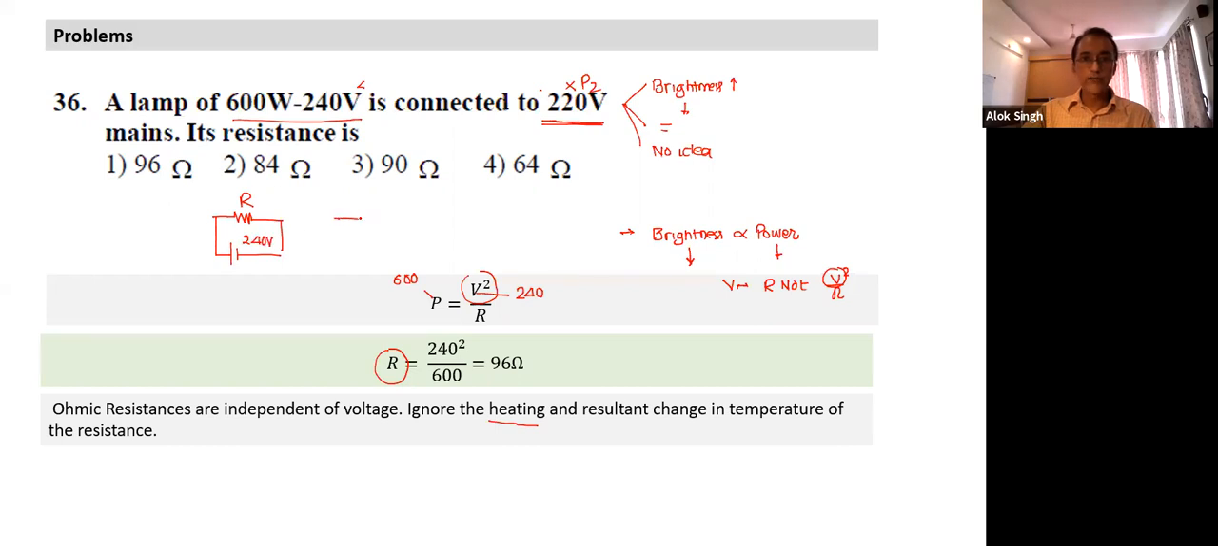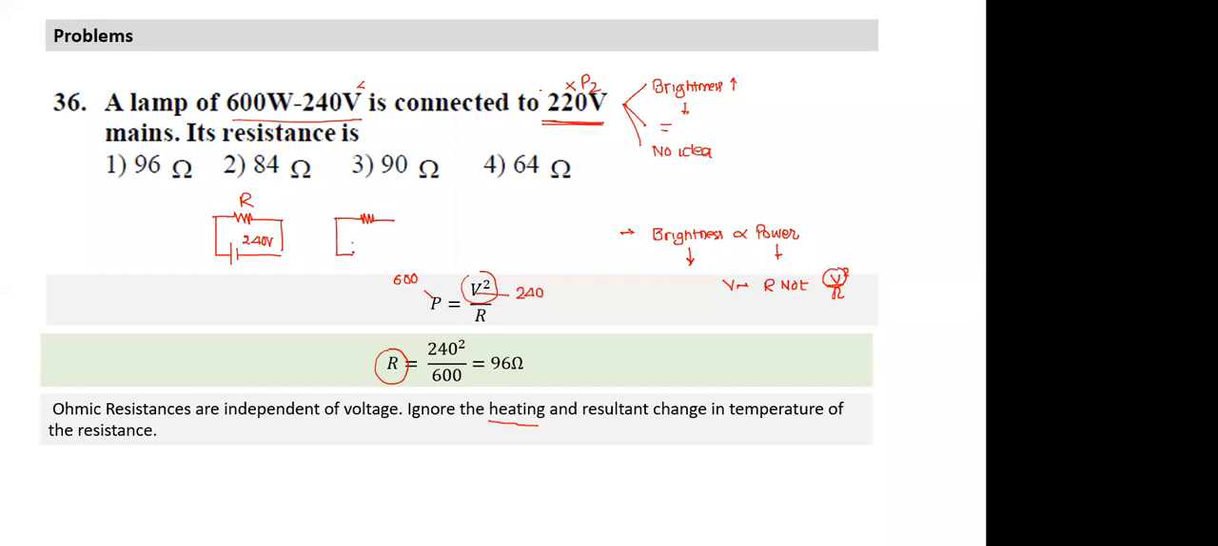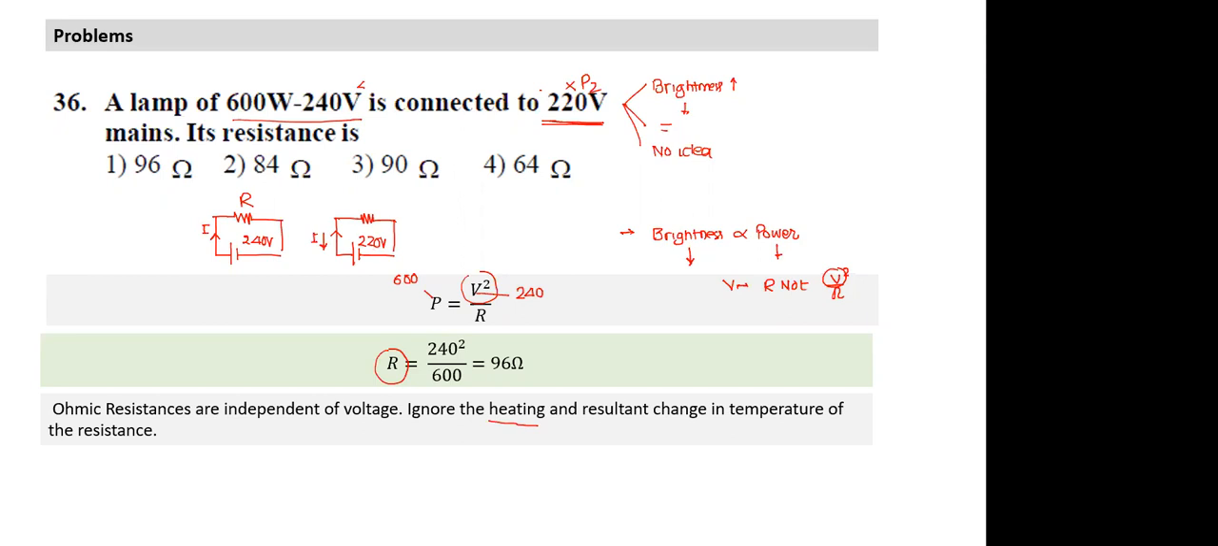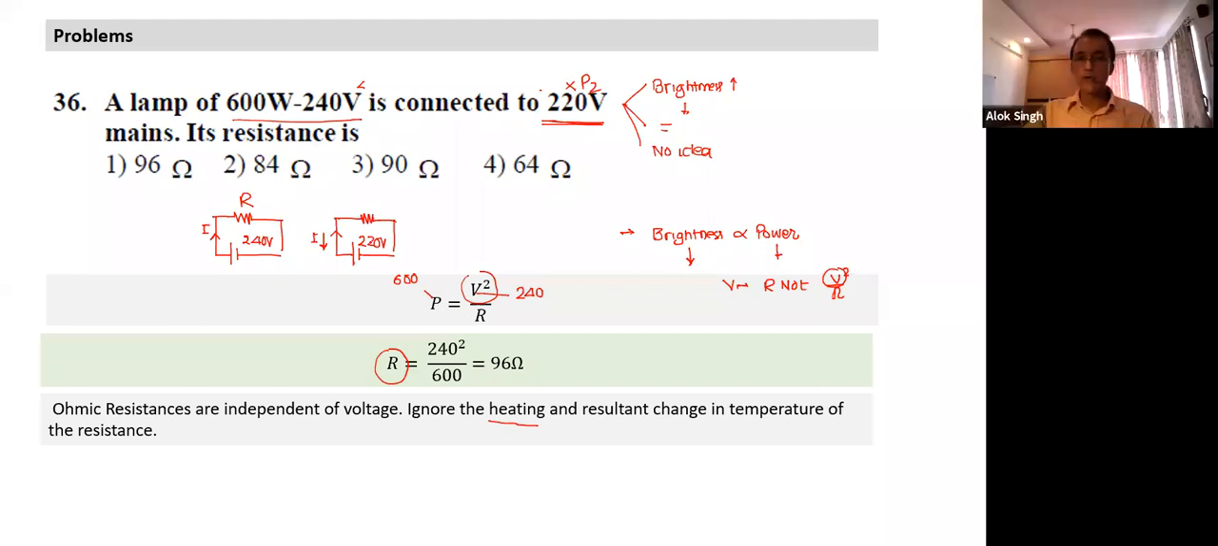Then second case, what is happening? Is the R changing? No. What is changing? The potential. So the current flowing through it should also change, right, sir? Yes, current also will change. If this was I earlier, will the current increase or decrease now? Decrease. The voltage has decreased. Okay, so voltage will decrease, and that's why the power consumption will be less.